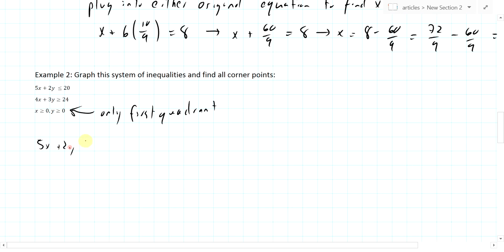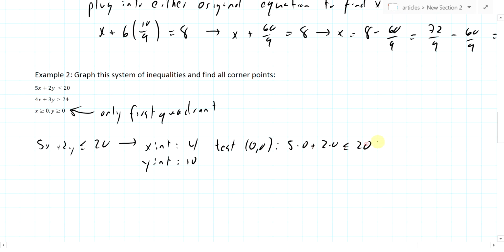5x plus 2y less than or equal to 20. To graph this inequality, what do we need? We need the x-intercept, which is going to be 20 divided by 5, which is 4. We need the y-intercept, which is 20 divided by 2, which is 10. Test point. 5 times 0 plus 2 times 0 less than or equal to 20 is true. Shade the side 0, 0 is on. Excellent. What about the other one?